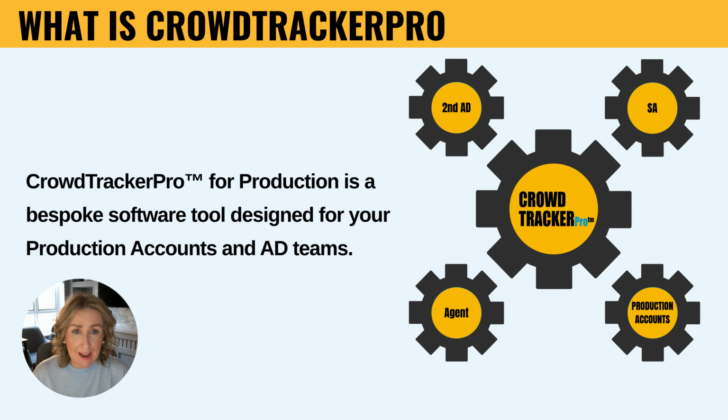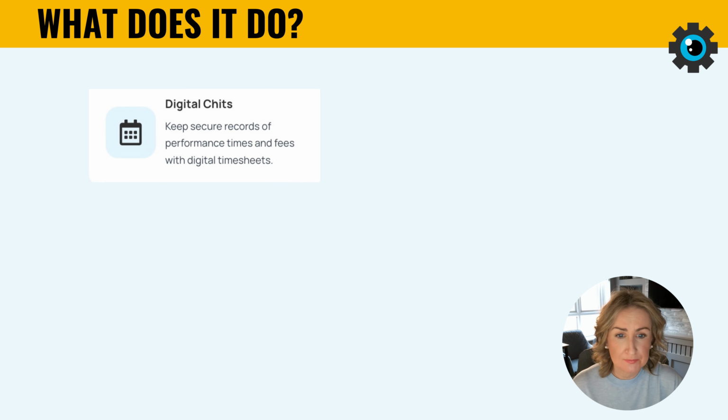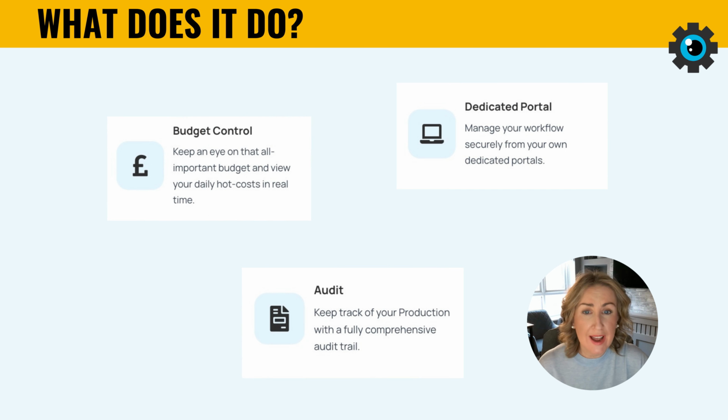Crowd Tracker Pro is a collaborative tool so that second ADs, supporting artists, production accounts, and agents can all work together within the one system to get the timesheets and payments processed for artists. What it does is let you process the timesheets digitally, and then your production accounts team can create purchase orders and send them to your agent suppliers, who can then upload an invoice from their own portal within Crowd Tracker. And once they've uploaded their invoice that matches the purchase order, a remittance advice can be sent from production accounts. What that does is let you keep a close eye on your budget.